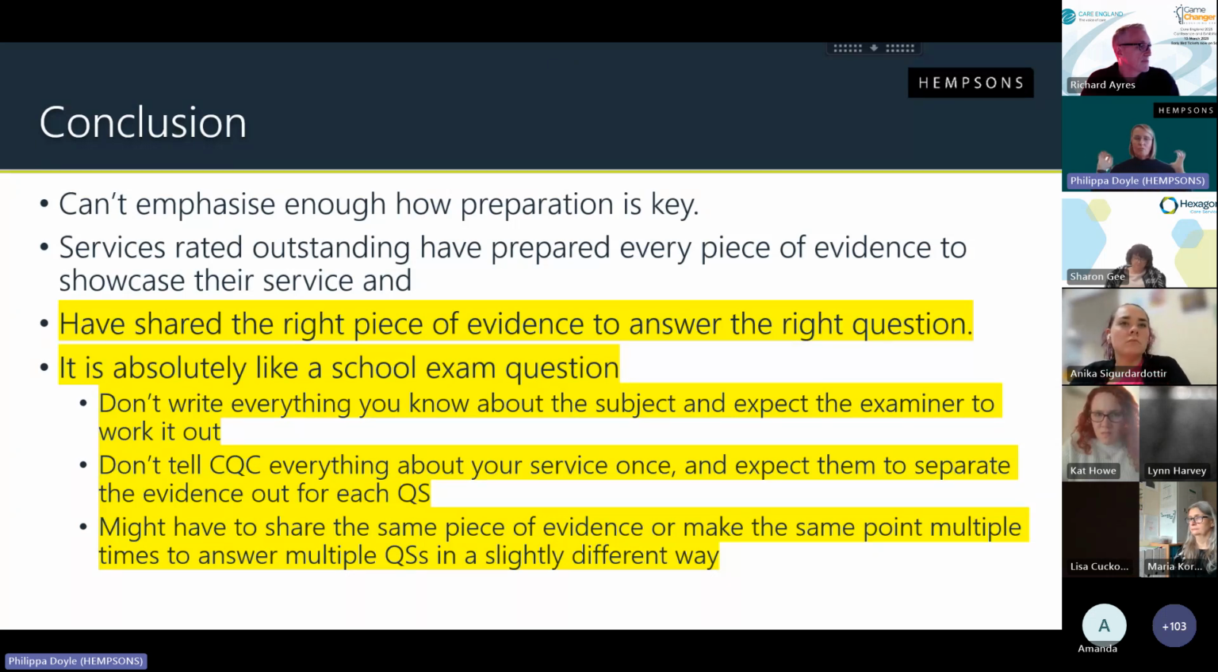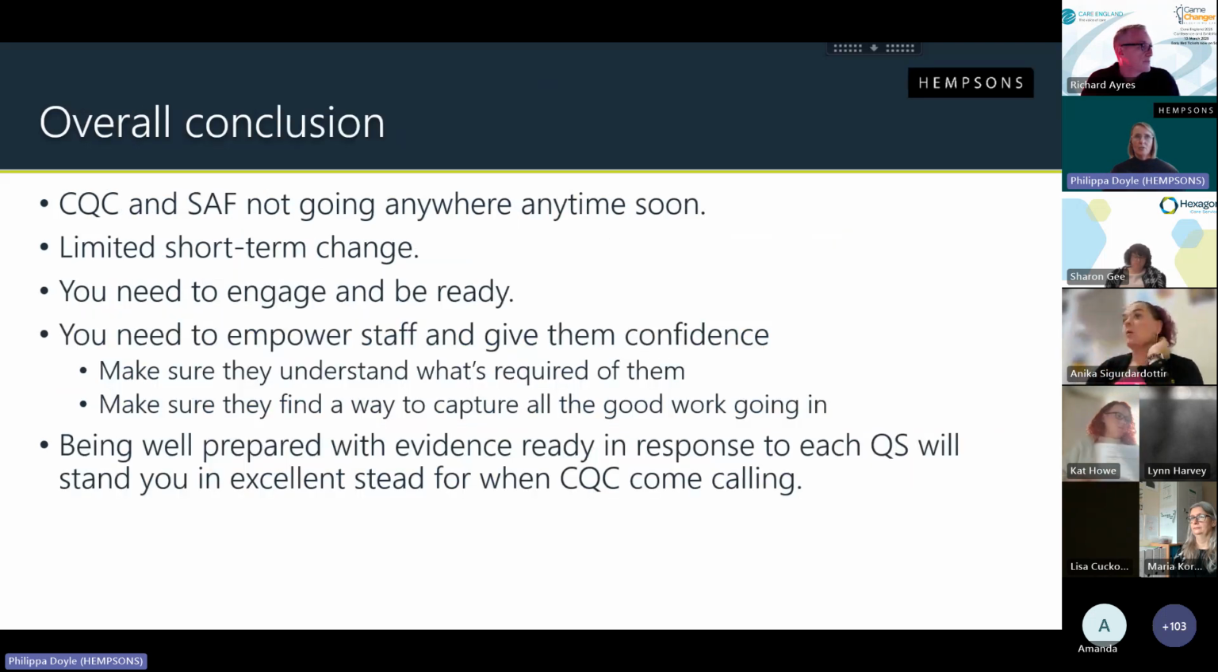So do not just write everything you know about the subject and expect the examiner to work it out. Don't just throw everything about your service all at once at CQC and expect them to separate it out. Make sure you are really, really clear. This is for this question, this is for this question, this is for this question. And that's where you're going to get those results. So overall thoughts, CQC, single assessment framework, not going anywhere anytime soon.